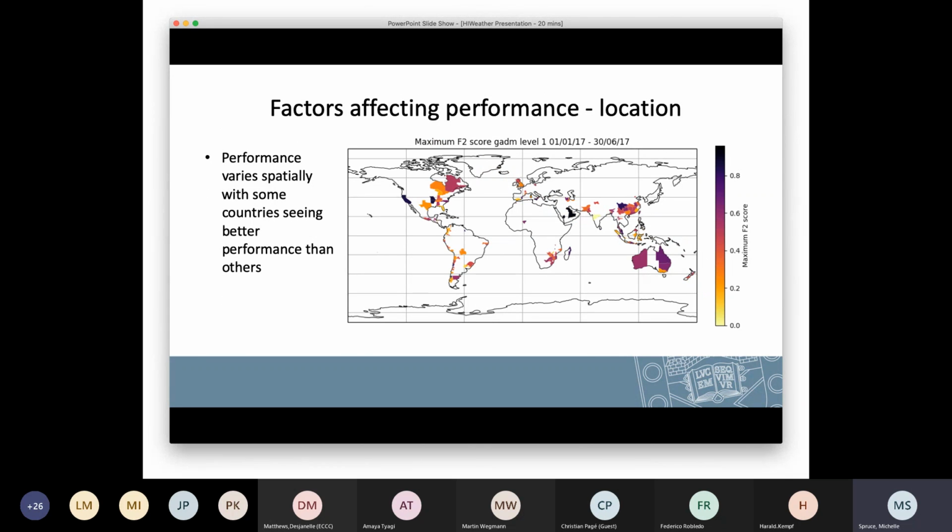We also looked at factors which affect performance. Different locations in the world see differing levels of performance. The reason why there's a lot of white on here is we just looked at areas where there was an event in the Met Office database.